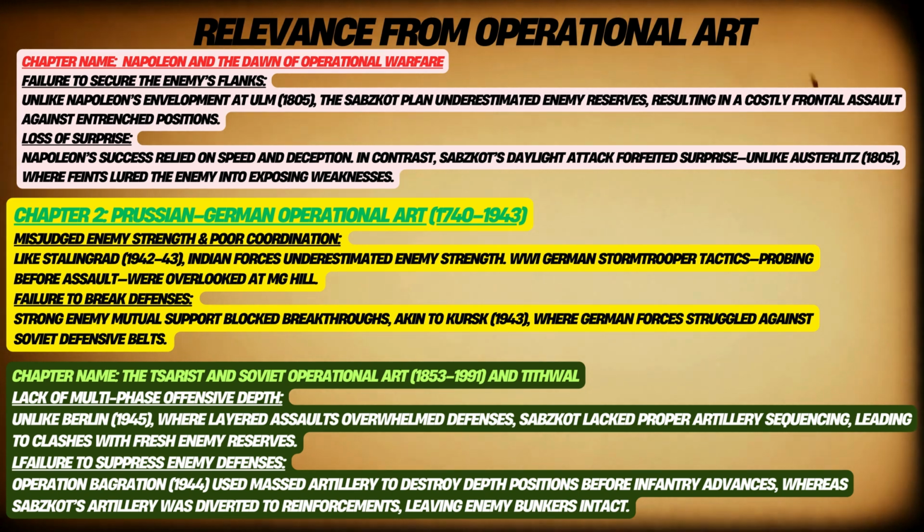Failure to suppress enemy defenses. Operation Bagration, 1944, used massed artillery to neutralize defensive positions before infantry advanced. In contrast, Sapskot's artillery was diverted to reinforcements, leaving enemy bunkers intact.